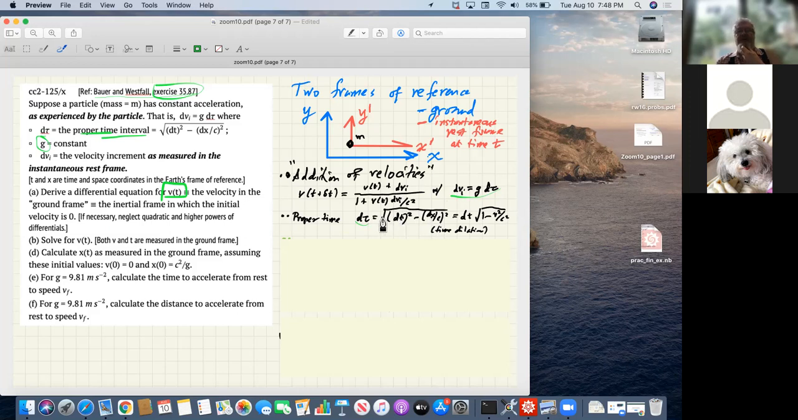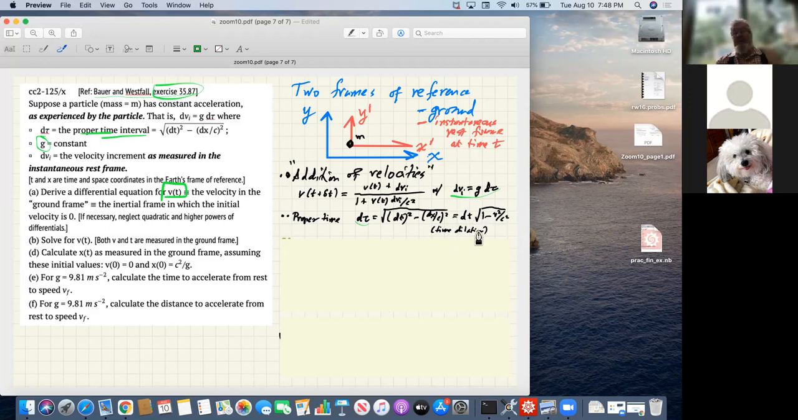I can factor out dt from the square root. So I have dt times the square root of 1 minus (dx over dt) squared divided by c squared. And dx over dt is v. That's just velocity. So v squared over c squared. So d tau is dt times the square root of 1 minus v squared over c squared.